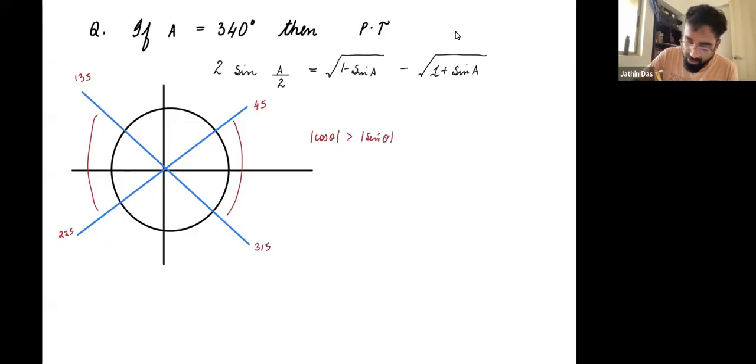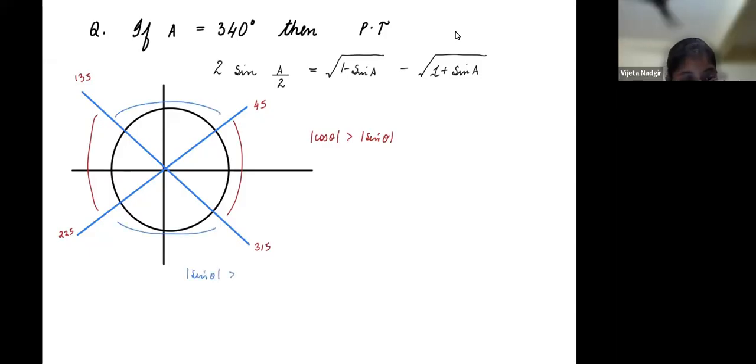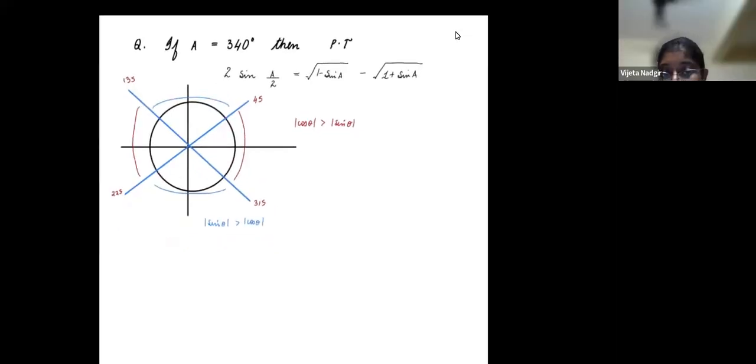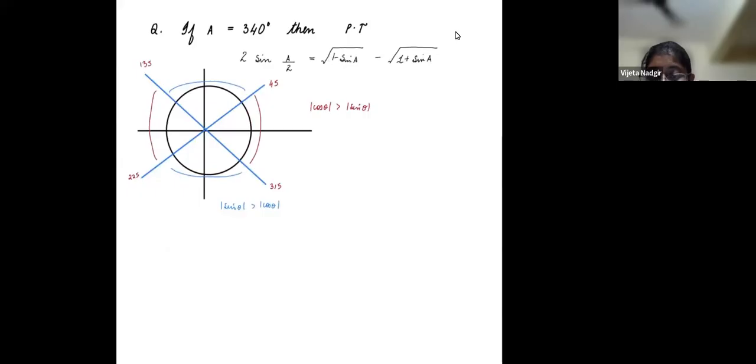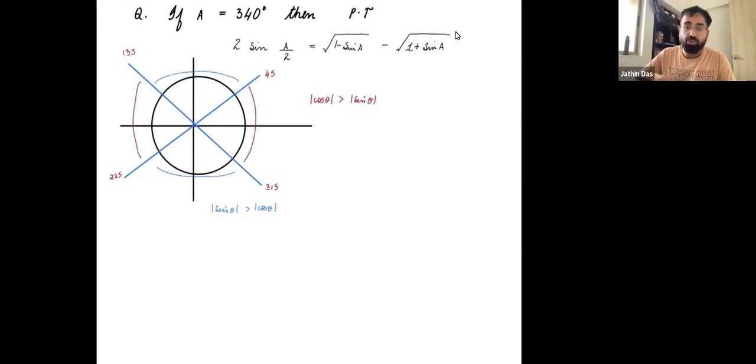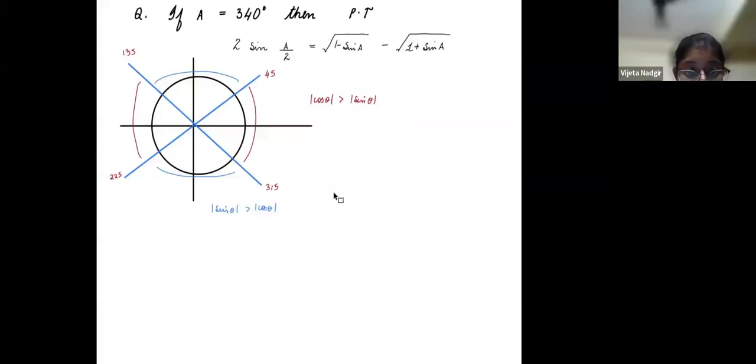Mod cos is greater. And in this blue region, mod sine. Okay. Either remember this, otherwise I'll tell you the other method. So A is 340. So where is 340? Cos, that red one.